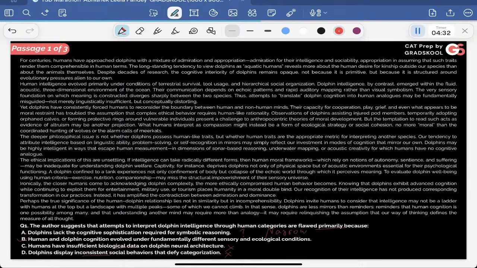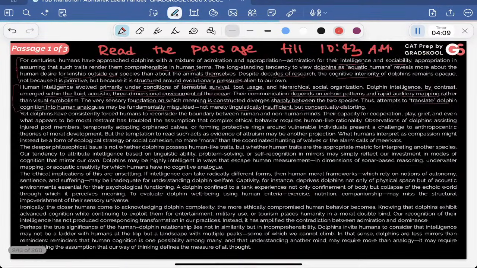Right. It talks about the dolphins lacking the cognitive sophistication for symbolic reasoning, while B talks about humans and dolphins, both the cognition and also sensory and ecological conditions. Sensory means it can be symbolic, it can be acoustic, and ecological is also given over there. That is why B is a better suitable option. Coming to, okay, let's read further.